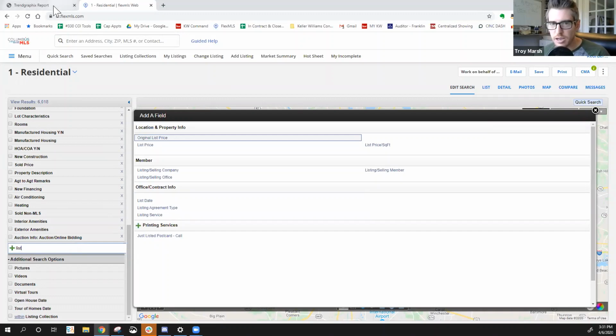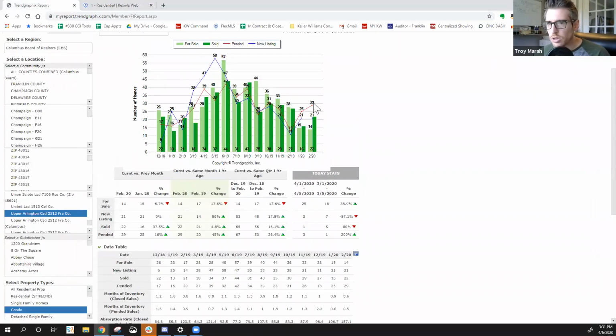But because if we go back and look at this, we literally had 8 more pendings than new listings in February. So we were burning through houses faster. February of 20 was actually 3 fewer active listings than February of 19, which doesn't sound like that much, except when you're talking about going from 17 to 14, it's like 20%.